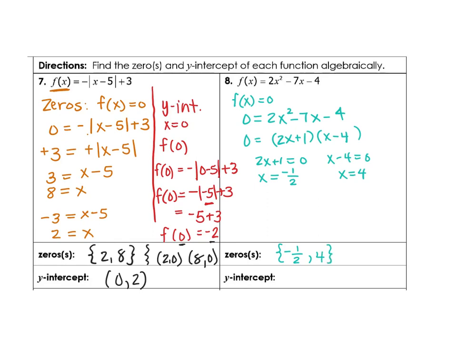Now let's go find our y-intercept. So here we're going to find f at 0. And so when I plug in 0, I'm going to have 2 times 0 squared minus 7 times 0 minus 4. So we see that f at 0 is negative 4. So our y-intercept is (0, negative 4).